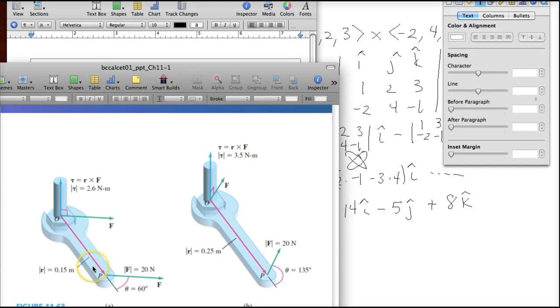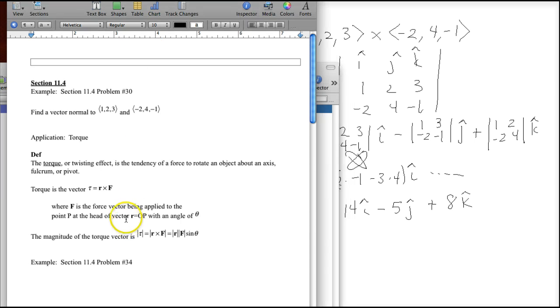But the idea is still there, that we're going to basically take this vector, which is the arm of this wrench, kind of an idea, and then we're going to cross it with the vector, which is the force vector here, and the result will be that torque vector. Okay? So let's see where we're at here. So torque is the vector tau, which is equal to r cross f, where f is the force vector being applied to the point P, which is at the head of vector r equals OP, right? And that's the same for the picture I just showed you in the textbook, right?